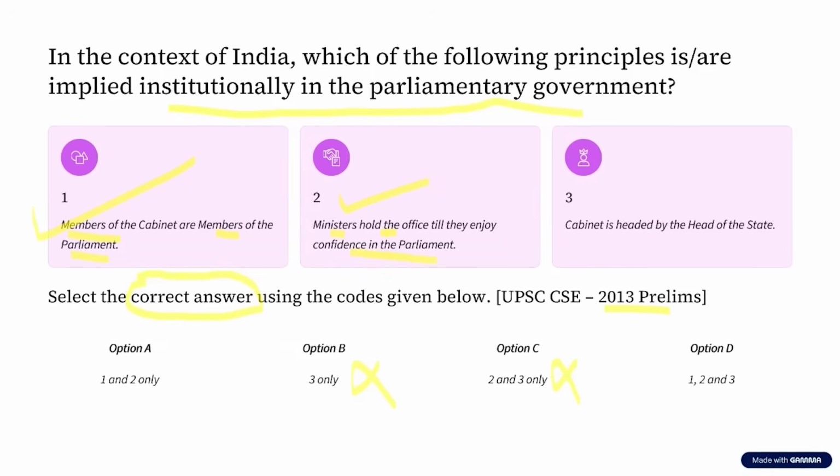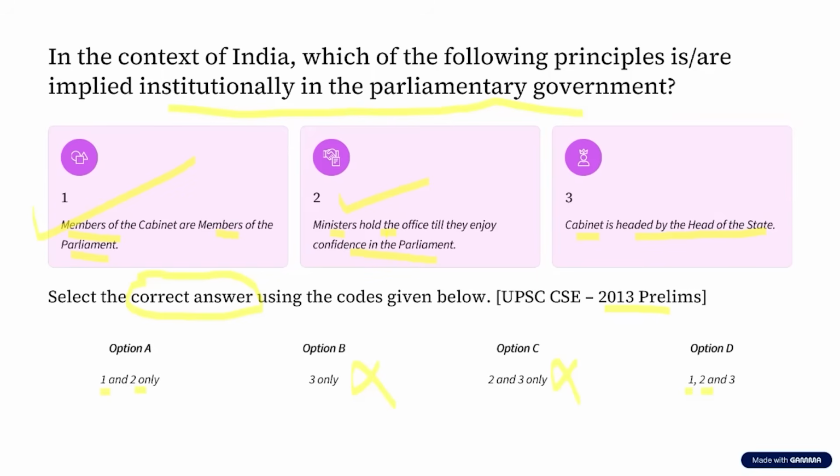Statement two is correct, but we see two options are left. Both the options have one and two. Now the third one becomes the tiebreaker. Now what is this third one? Third one says the cabinet is headed by the head of the state. Now, there are two heads. In a parliamentary form of government, there are two heads, the nominal head and the real head.